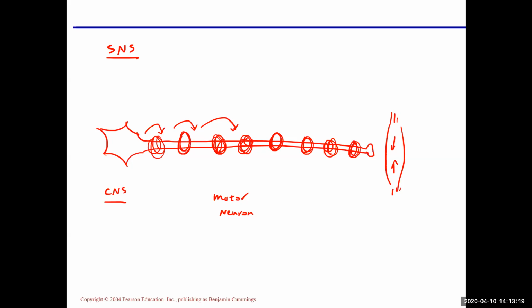Okay. Might as well talk a little bit about the neurotransmitter. The neurotransmitter involved here is always acetylcholine. If you recall, acetylcholine in the skeletal muscle has an excitatory function. In other words, it excites the muscle. Okay, now let's go ahead and take a look at the efferent pathway in the autonomic nervous system.